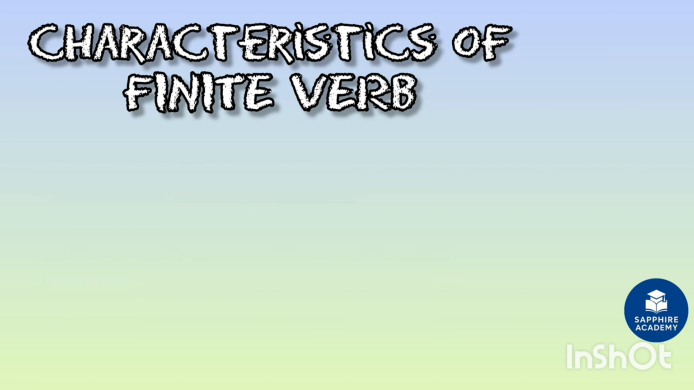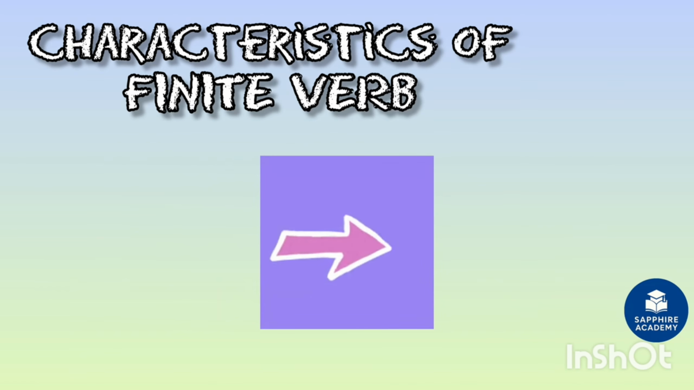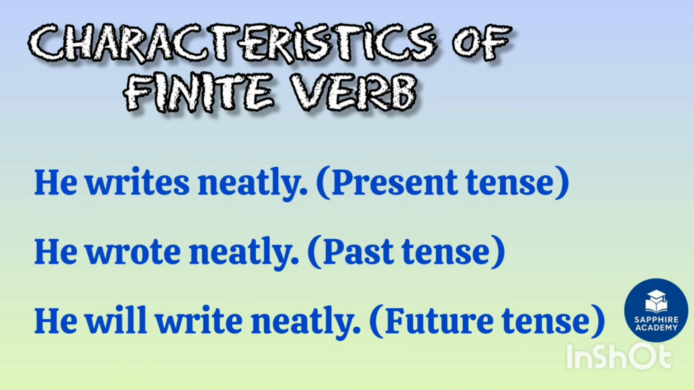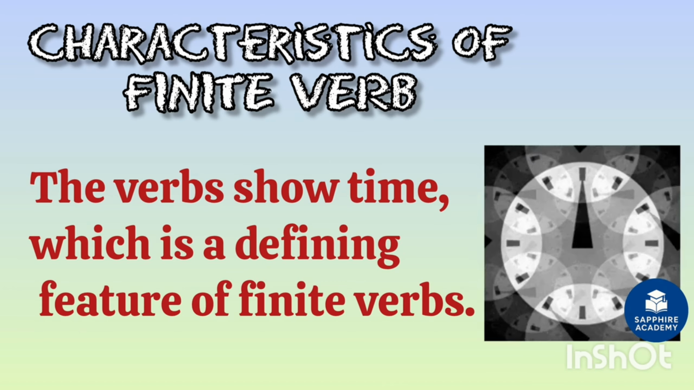And the second one is expression of tense. Finite verbs clearly indicate the time of action. Let's understand this with some examples. He writes neatly, that is present tense. He wrote neatly, the past tense, and he will write neatly, that is future tense. The verb shows time, which is the defining feature of finite verbs.